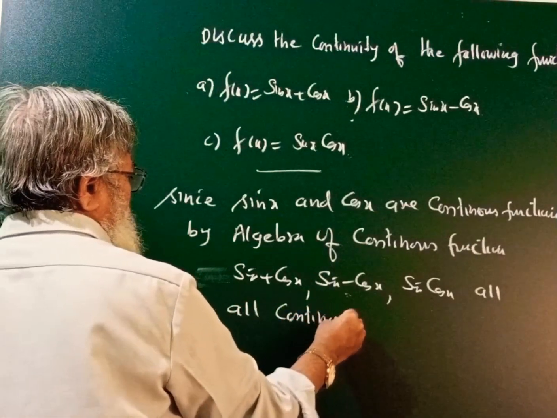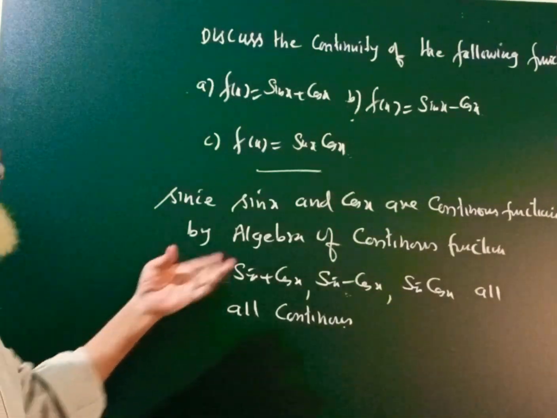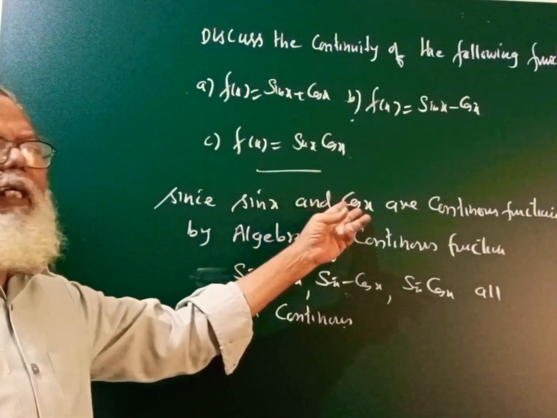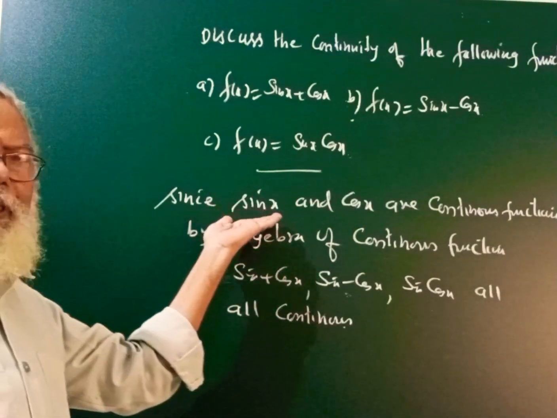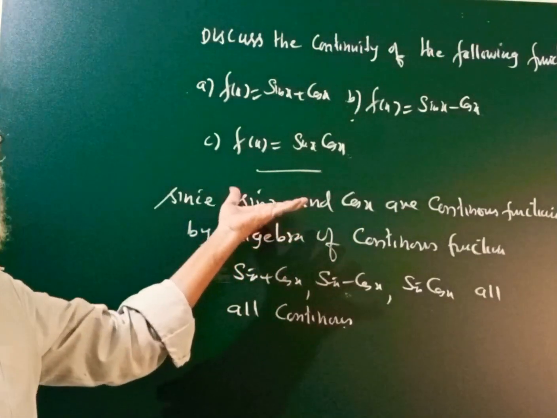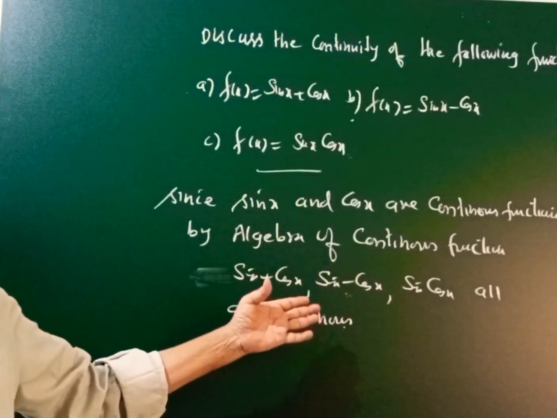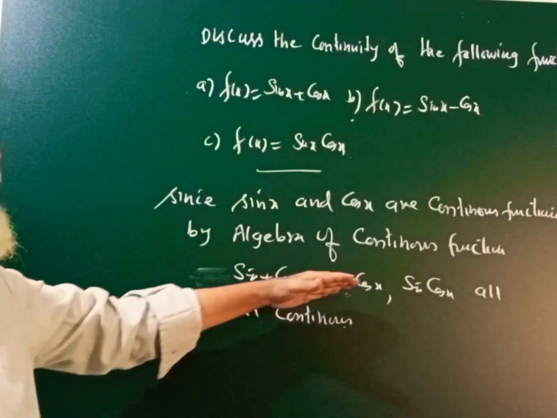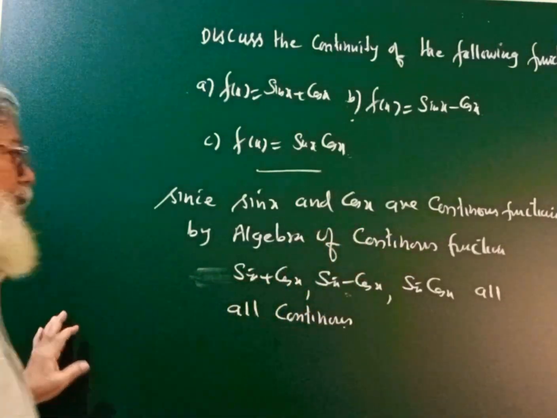If you write this much it is sufficient, because one question arises, how do you say that sin x or cos x are continuous functions? To prove that, we already know how to prove it. We have proved it also. And if you want, you can prove sin x and cos x separately, and then you can write by algebra of continuous functions, these sum, difference and product are all continuous functions.